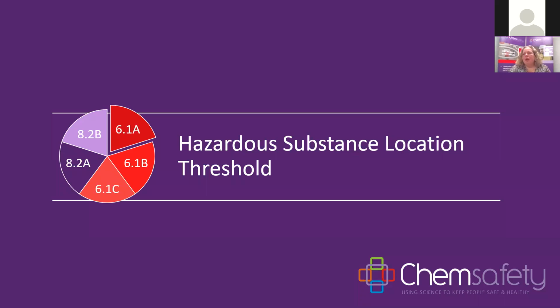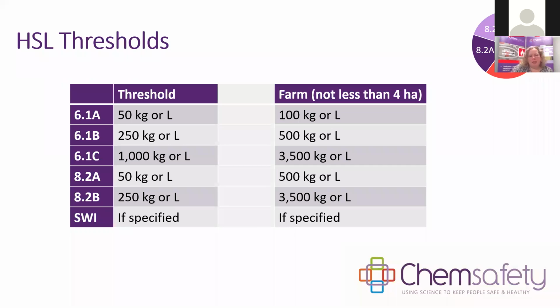Right. Now we'll have a look at what actually is a hazardous substance location. So we've determined what we need to do. If we don't have one, let's find out if we actually do have a hazardous substance location. So the first step is the thresholds. So the thresholds for each of the classes are shown here. So 50 or 250, 1,000 kilograms, depending on the class there.